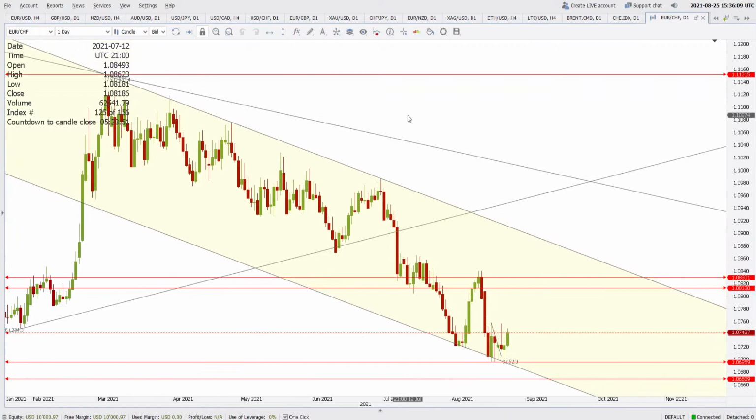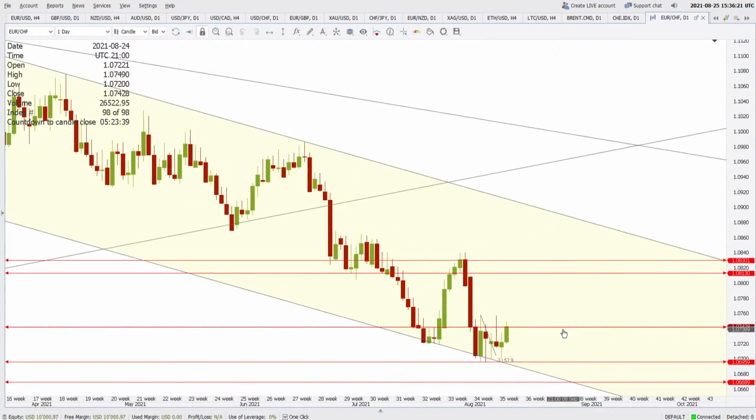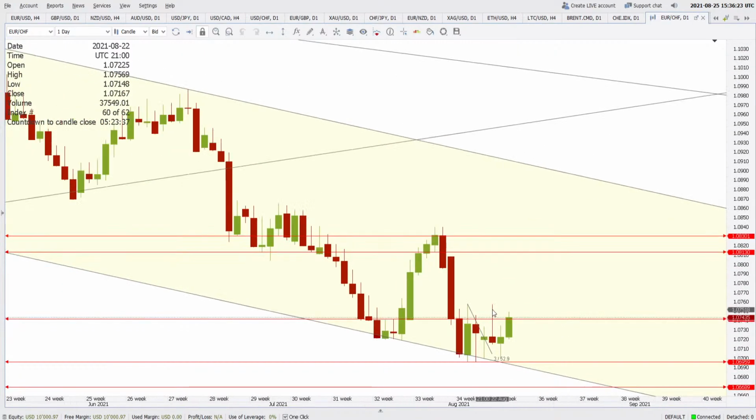Euro CHF, very clean chart, but the price is already oversold. 1.0742 is the resistance. The price is already trading at the resistance. Till the time we don't see a break and close above this candle's high, which is 1.07569, we cannot be looking for 1.0813. So we have to see a close above this to expose 1.0813.